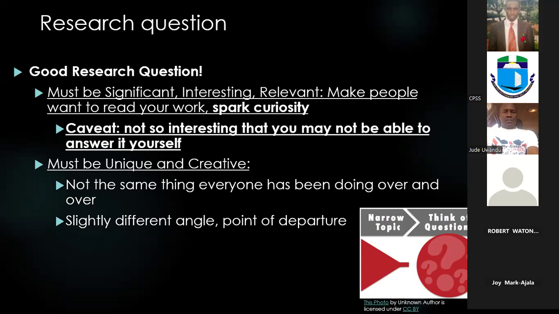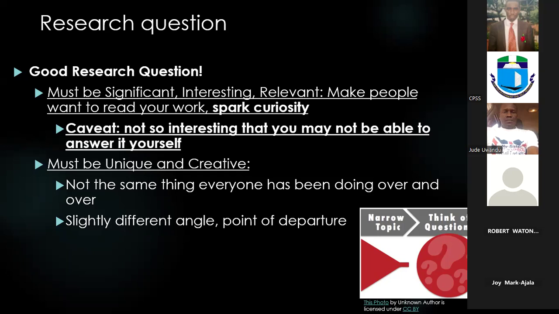So it's relevant. It must be something that makes people want to read your work. Remember, you are communicating to other people. If you do something that is already done several times, everybody has been about it, and it is well explored, who wants to read your own again? Why don't you find an angle that has not been considered, introduce it, and bring something forward? That's what makes it interesting.